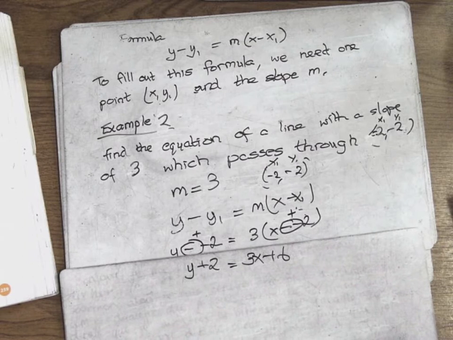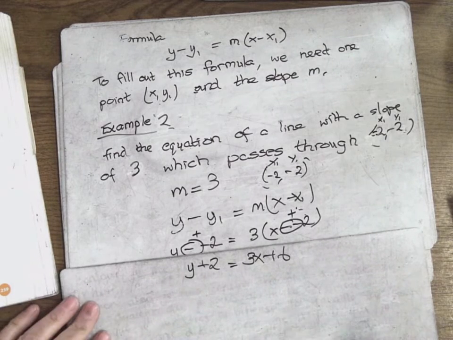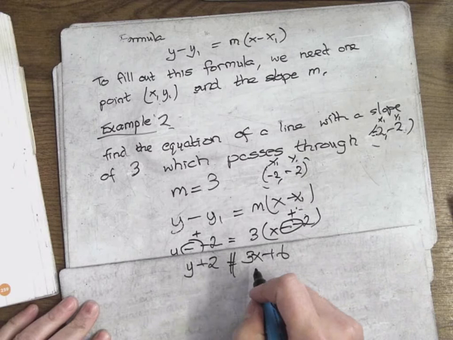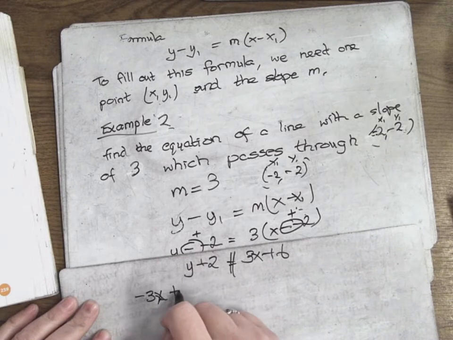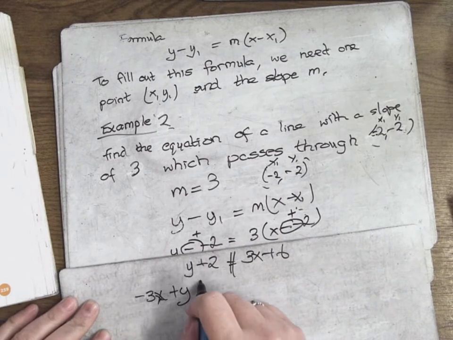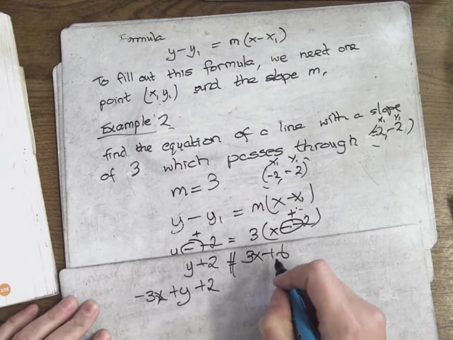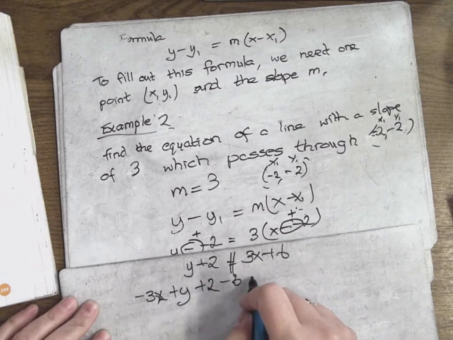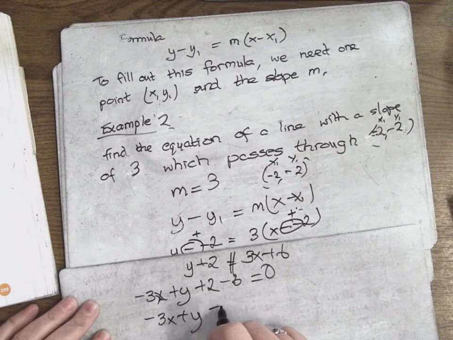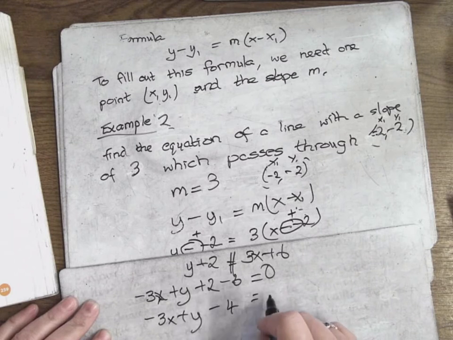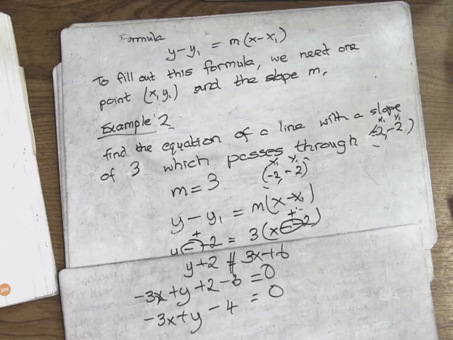So now I want x term, y term, number equals 0. So build my wall, 3x comes over, becomes a minus 3x. Y is here already, so it stays as a plus y. Plus 2 is on this side already. Plus 6 comes over and becomes a minus 6. There isn't a thing left, right? So that's minus 3x plus y minus 4 equals 0. Is that okay?